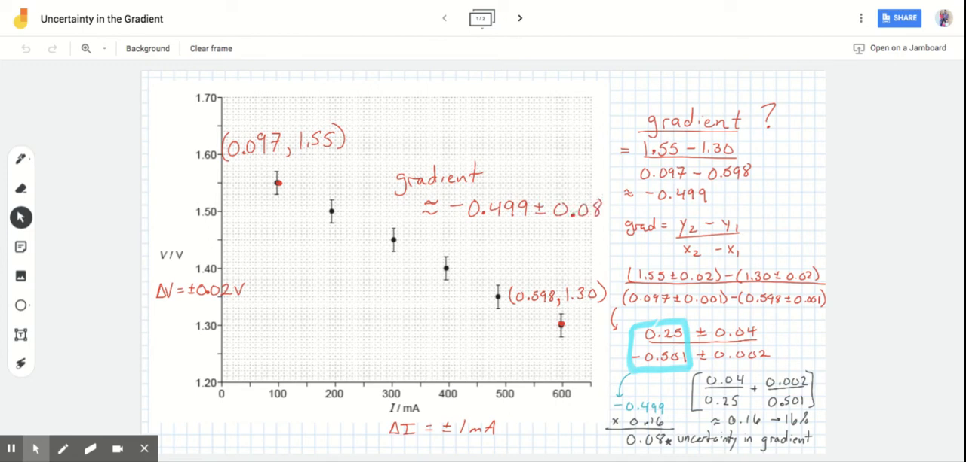And that is one way that you can determine the uncertainty in your gradient. This is utilizing more of an arithmetic approach, using the propagation rules with our gradient equation. So there will be another approach to this in the next video, but this is the way to determine the uncertainty in a gradient utilizing our uncertainty propagation.